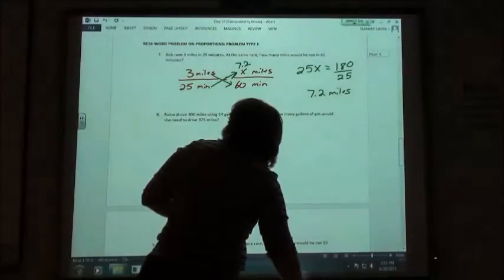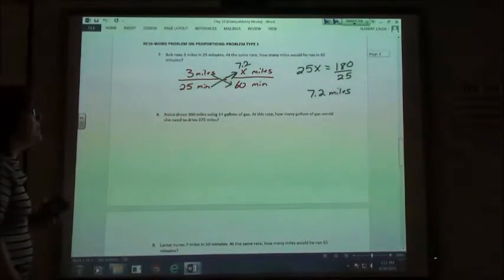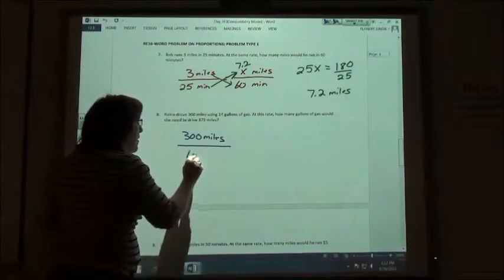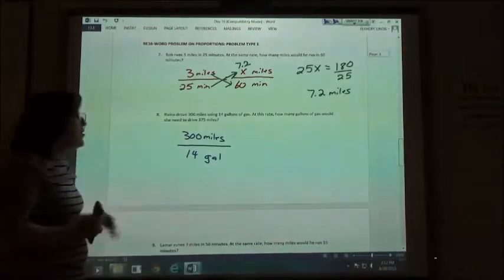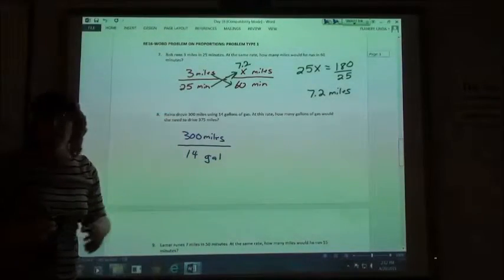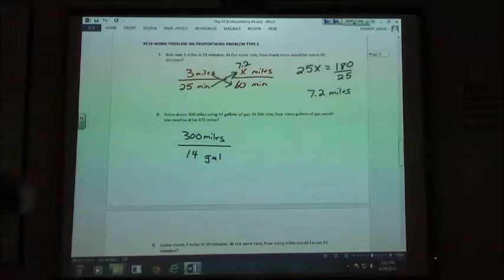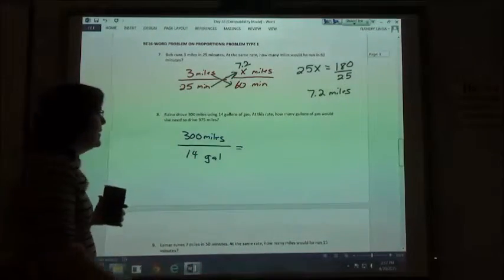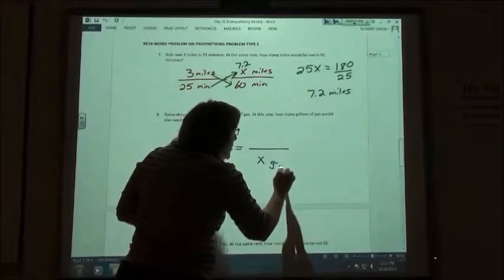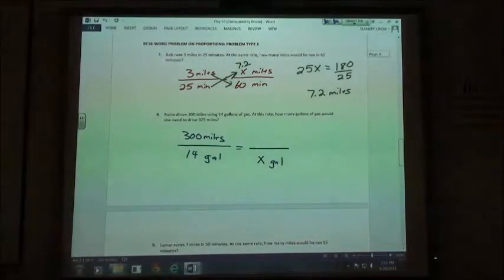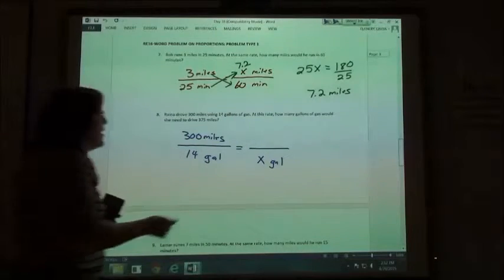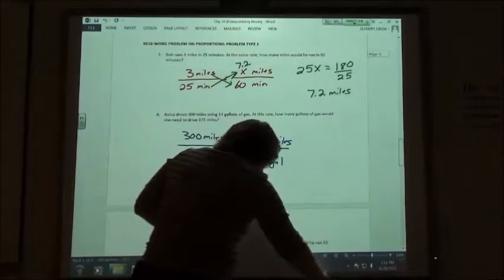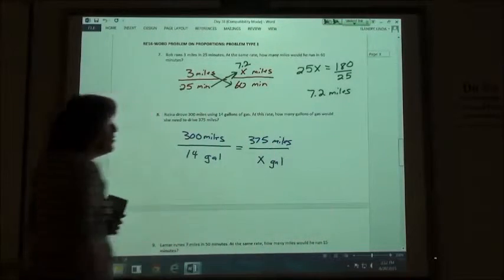Number 8, same kind of thing. Raina drove 300 miles using 14 gallons of gas. So my rate is 300 miles using 14 gallons of gas. By the way, in your rate, if you flip that and put the 14 on top and the 300 on the bottom, it's okay as long as you're consistent when you do the other side of your proportion. At this same rate, how many gallons would she need to drive 375 miles? Notice my miles are on top, my gallons are on the bottom.